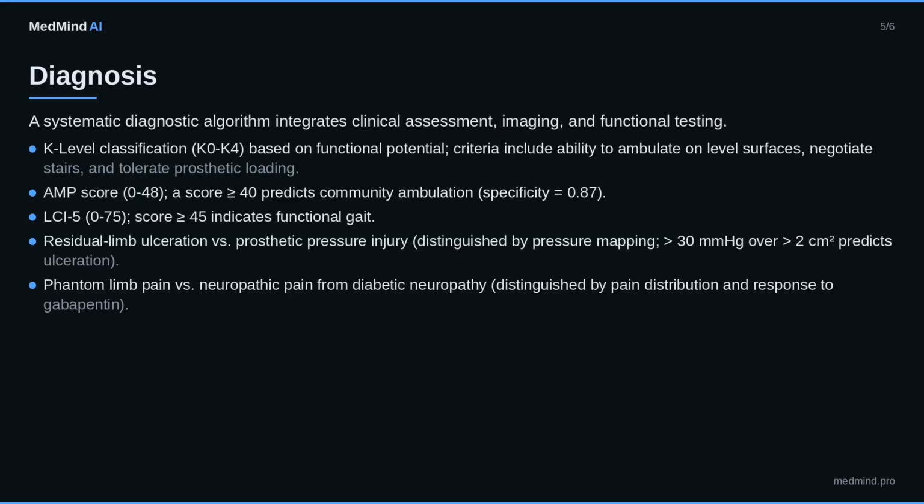Key points: K-level classification, K0 to K4, based on functional potential. Criteria include ability to ambulate on level surfaces, negotiate stairs, and tolerate prosthetic loading. AMP score 0 to 48, a score greater than or equal to 40 predicts community ambulation, specificity equals 0.87. LCI-5, 0 to 75, score greater than or equal to 45 indicates functional gait. Residual limb ulceration versus prosthetic pressure injury, distinguished by pressure mapping, greater than 30 mm of mercury over greater than 2 square centimeters predicts ulceration.